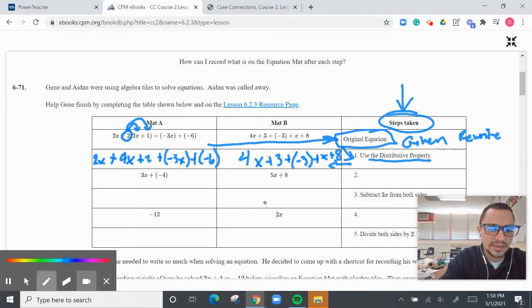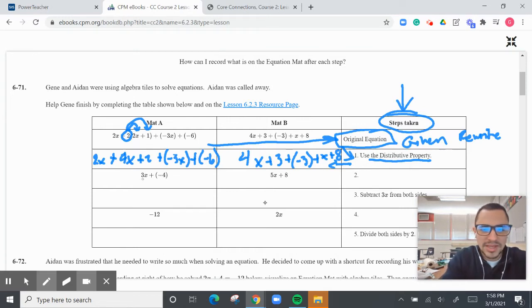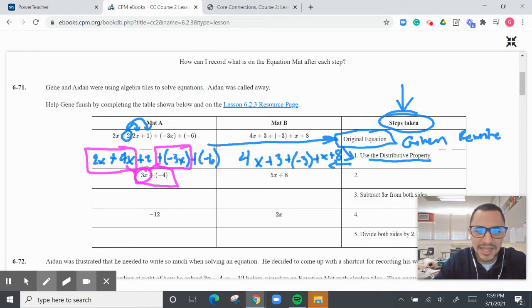And then the second thing here is I'm going to use this purplish color. We have 3x plus negative 4 and 5x plus 8. How did we get all the way here? Well, the first thing here is 3x. How did we get 3x? Well, we have these two terms and this term. And what we're going to do is combine to equal that. We are going to combine like terms.